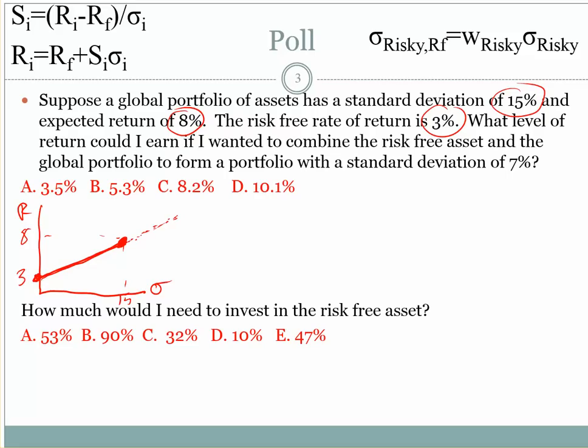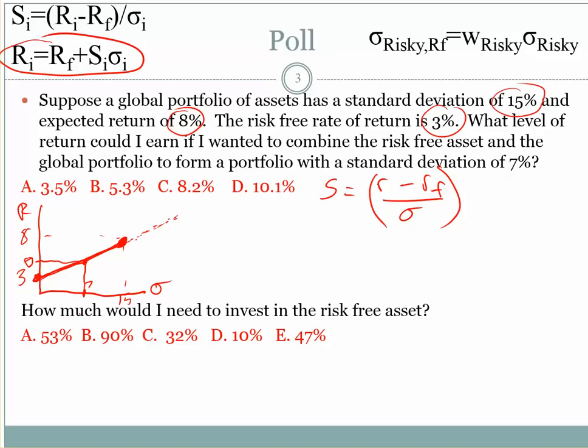So the question asks, what if you want a portfolio standard deviation of 7%? Well, if you want 7% standard deviation, you could read a point on this line and get this level of return here. So this problem asks you to solve for that, and you're going to use your equation of a line for the capital allocation line, which is right here. Except you'll first have to calculate the Sharpe ratio. And remember, the Sharpe ratio is going to be the return of that global portfolio minus the risk-free rate over the standard deviation of the global portfolio.